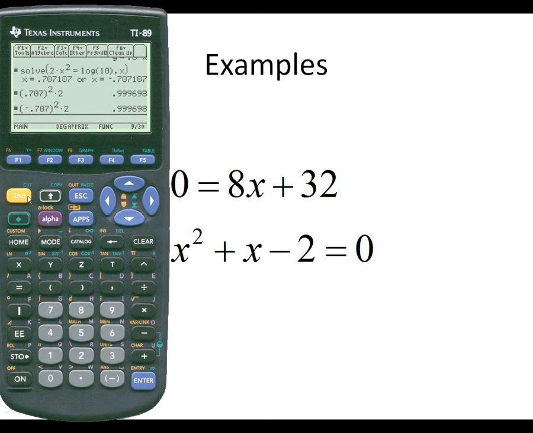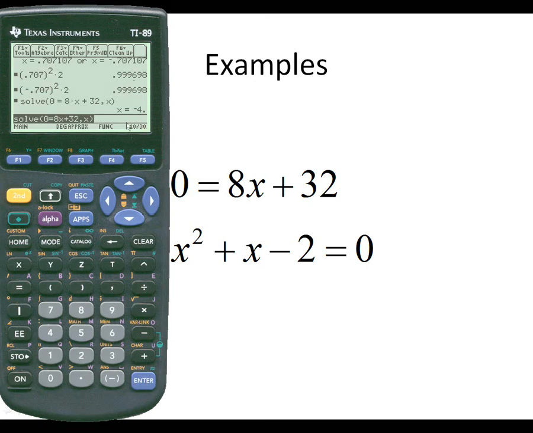So solve 0 equals 8x plus 32, and I'm going to solve that with respect to x. Notice you have 3 regular variables on your front panel here, but you could use whatever variable you want. Here's the answer, it's minus 4.